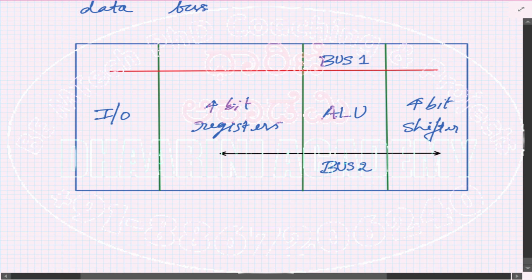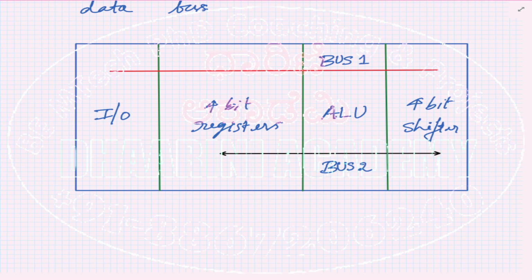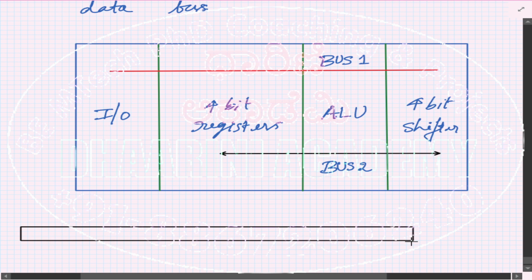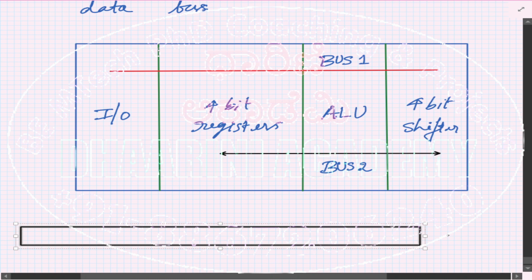In addition to this, now we know that there is what is called the main, the parent system's data bus. So that will be somewhere here, let's assume. So this is the data bus of the parent system. I'll write here, this is the parent system data bus.